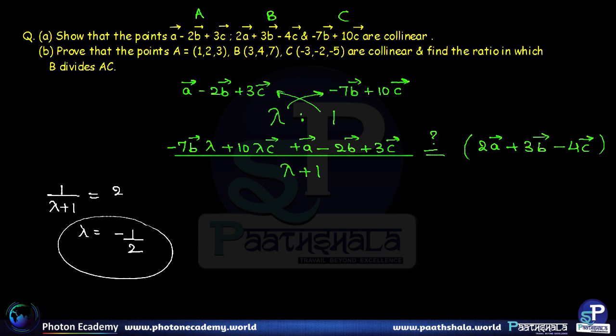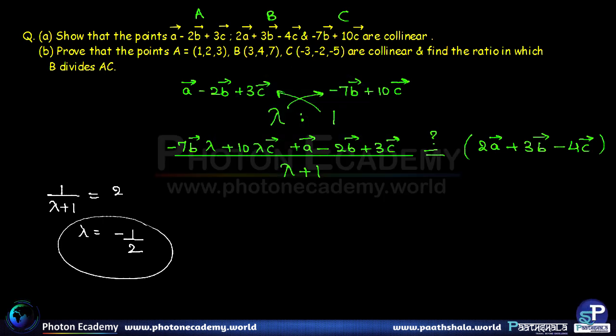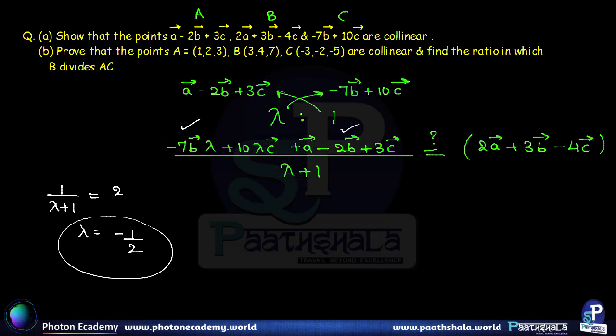Now if we get lambda as minus 1 by 2 for the B and C vectors as well, then our proof will be complete, because then lambda is to 1 will be the ratio at which B divides AC. So the ratio remains consistent, right? That's why we can say that A and C are collinear. So now let's check for point B. So we get vector B from here and here.